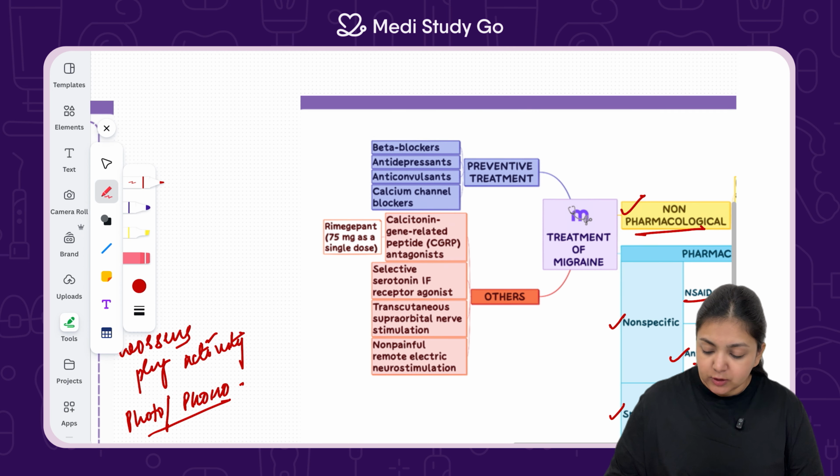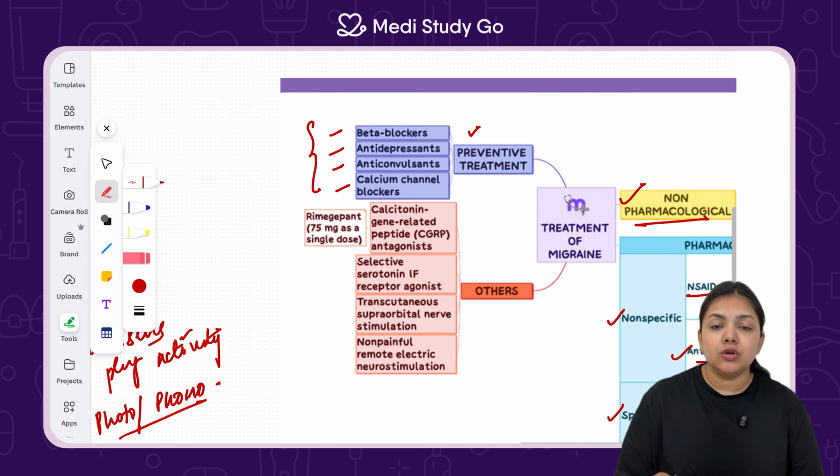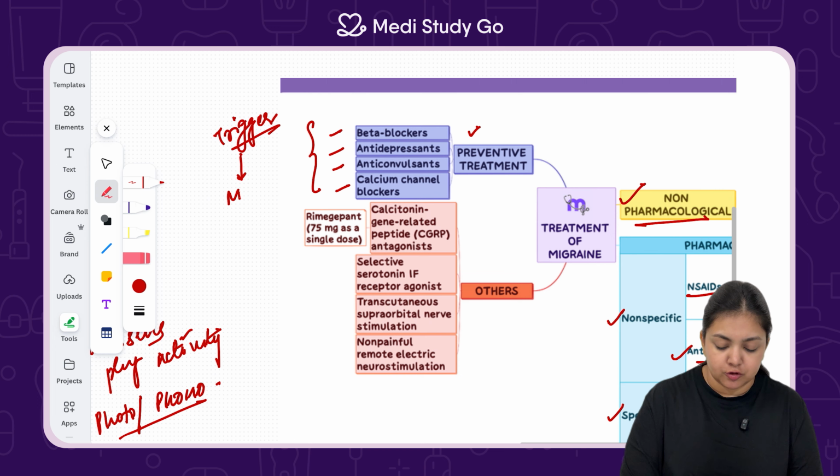After the pharmacologic and non-pharmacologic treatment, there are some preventive treatments like beta blockers, antidepressants, anticonvulsants, and calcium channel blockers. All these don't actually cure the migraine. They are just so that they prevent the occurrence of any trigger, which can thereby lead to migraine. So if the trigger is avoided, in turn, the migraine in itself gets prevented. So these are those preventive agents.